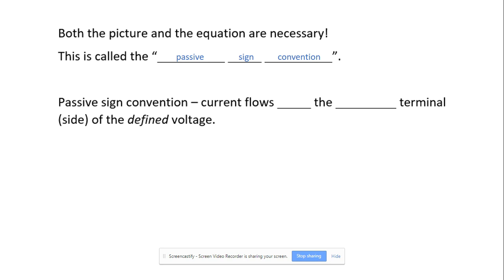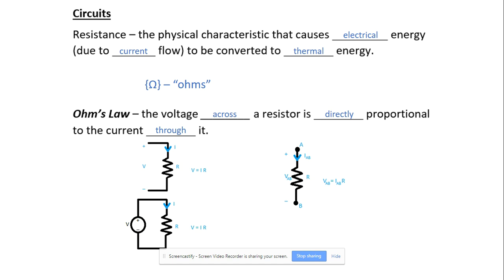Alright, passive sign convention states that the current flows into the positive terminal, or positive side, what we'll later call a node, of the defined voltage. Alright, so we said in the previous slides that the voltage is defined as plus to minus and the current is entering the positive. That's exactly what we mean with passive sign convention.